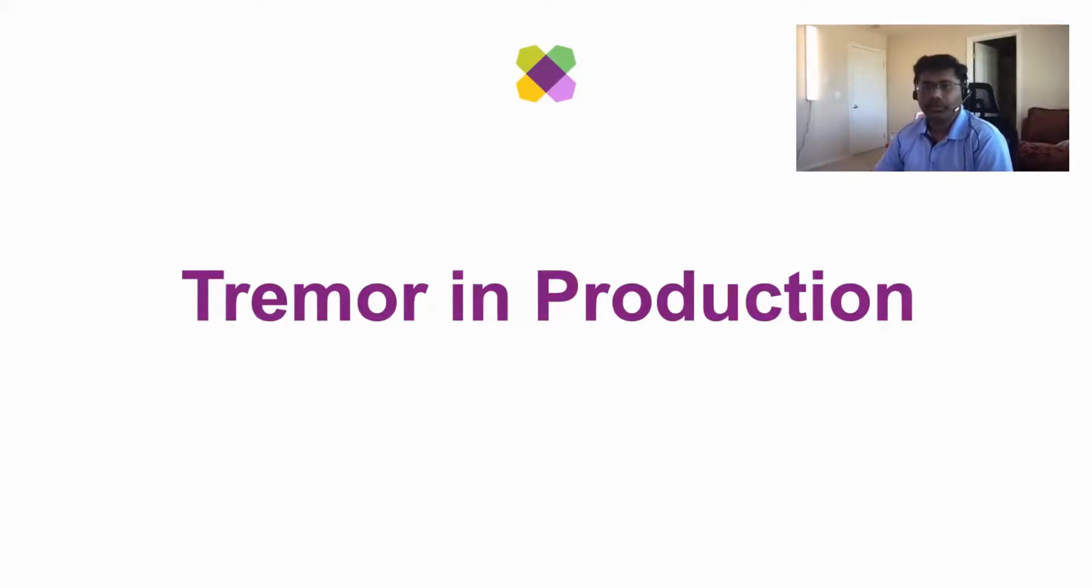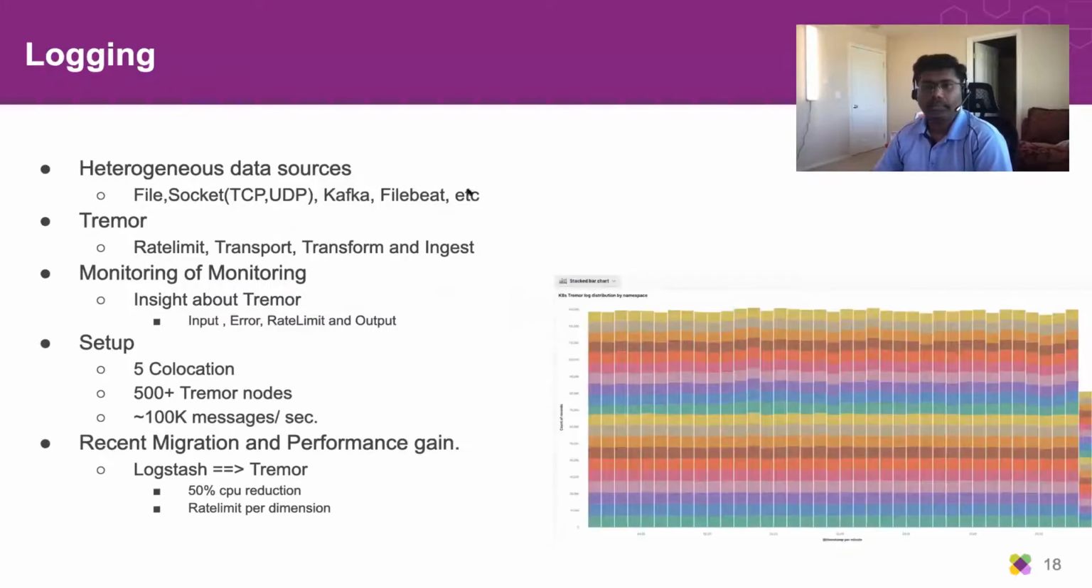If we go into the logging slide, this is our current setup model and the key points that we have. We have heterogeneous data sources. Some applications write their logs to file. Some of them post directly into sockets, TCP, UDP, and some applications post directly into Kafka, and some of them use FileBeat. So we have pretty much all the combinations of data sources.